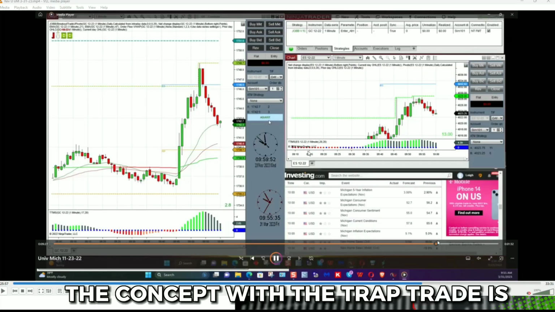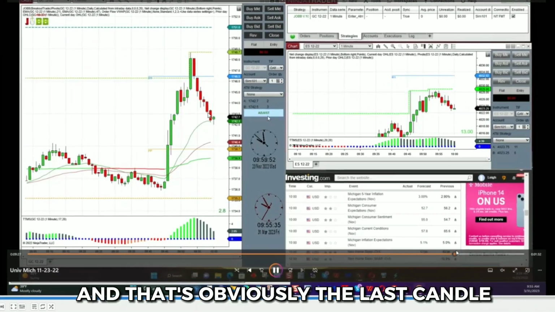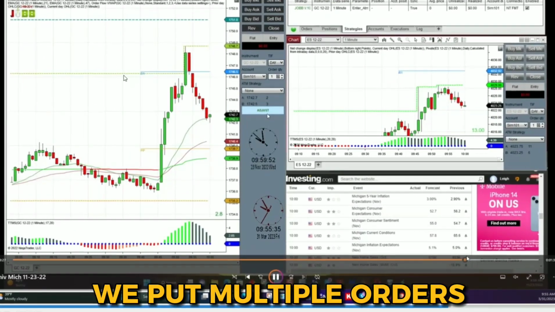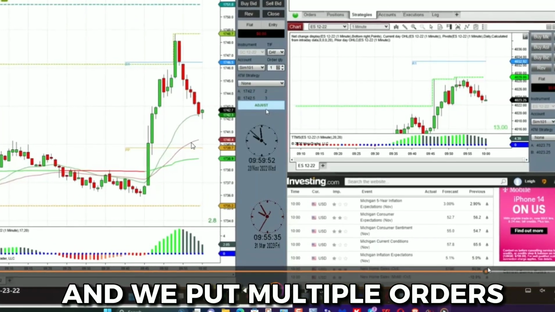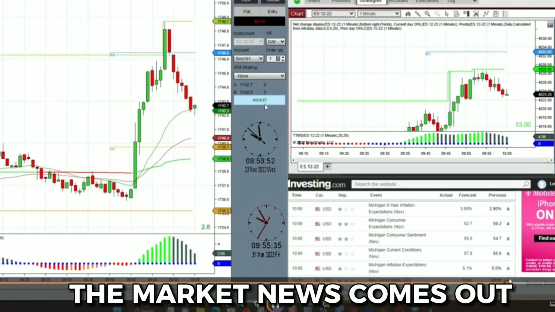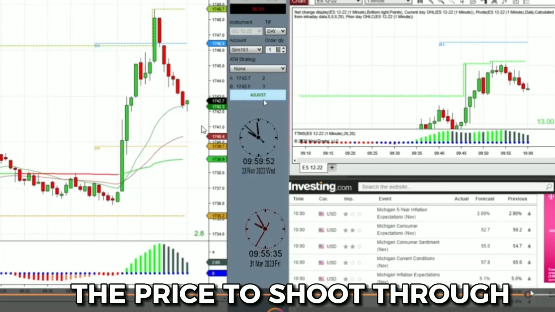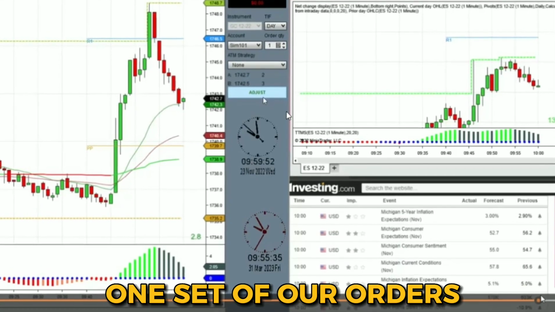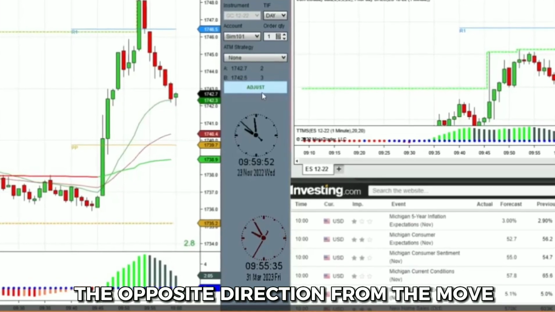The concept with the trap trade is you've got to know where the current price is, and that's obviously the last candle. We put multiple orders above the current price and multiple orders below the current price. What happens is the market news comes out, and we expect the price to shoot through one set of our orders, putting us in the market in the opposite direction from the move.